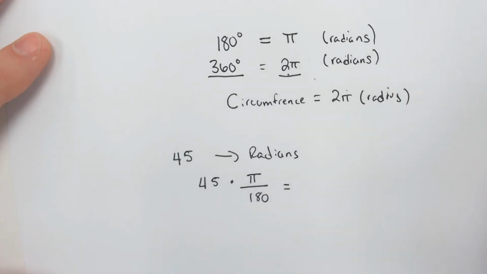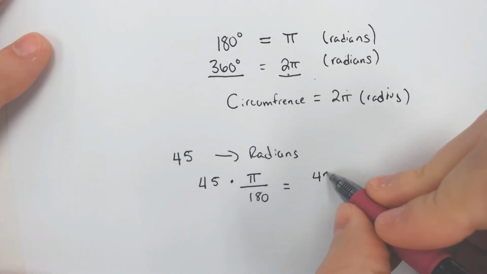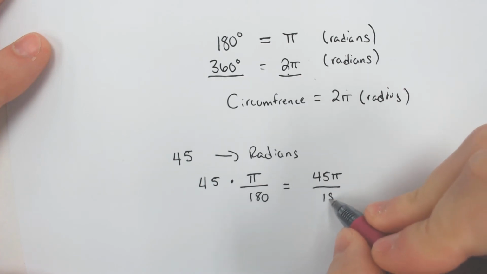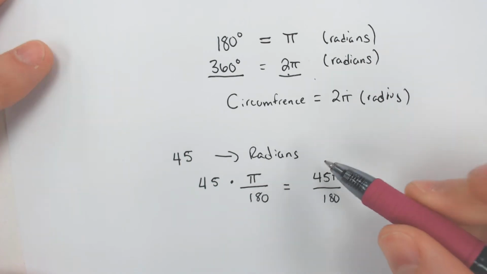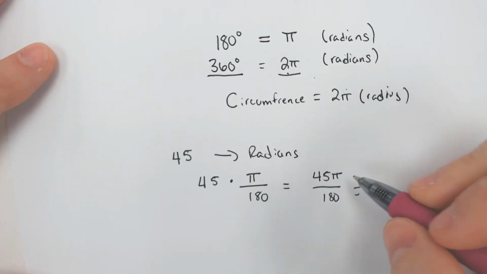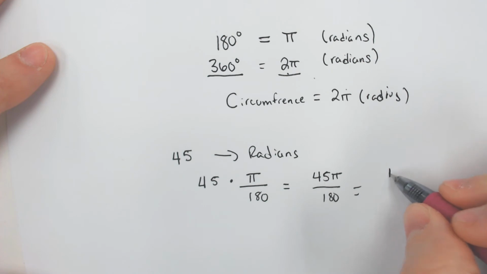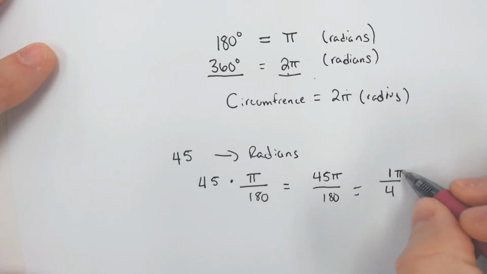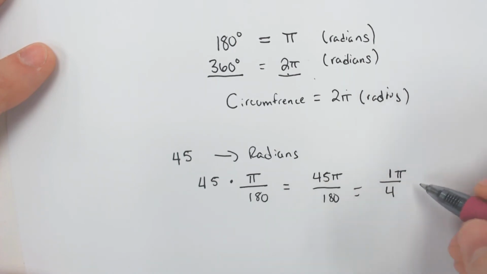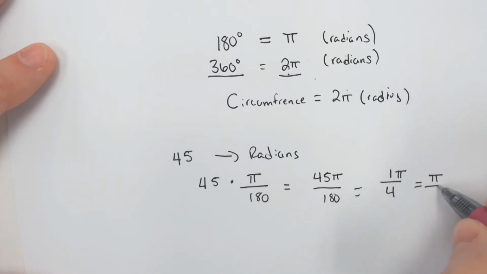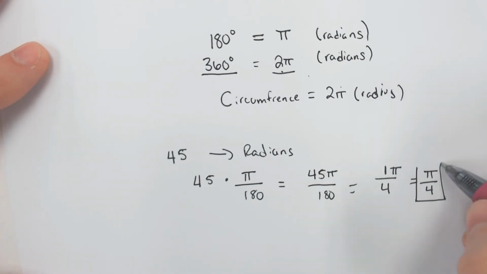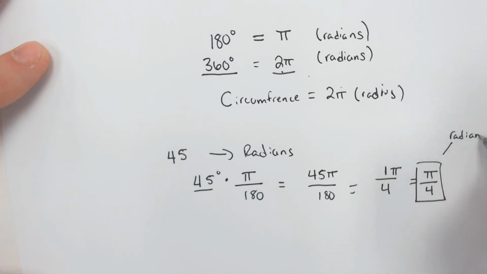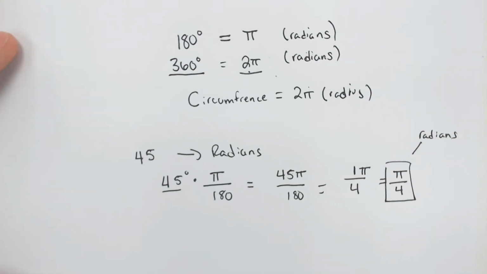Well, if you do this, if you multiply by pi over 180, you end up with 45 pi over 180. And then you just have to simplify 45 and 180. And luckily, 45 does go into 180. 45 goes into 180 4 times. So 45 over 180 is really just 1/4 pi, which you don't need to write the 1. You can just write it as pi over 4. And that would be what 45 degrees is in radians. And it is as simple as that.